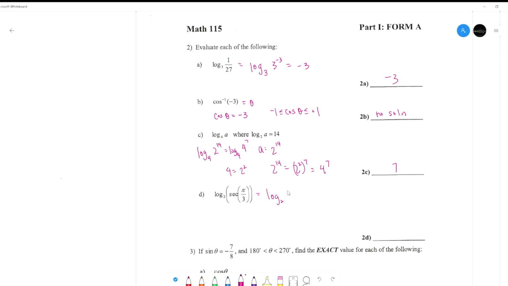So now I'm going to put 2 over 1 because secant pi over 3 is equal to 2. So this is log base 2 of 2, which is then equal to 1. So easy peasy.